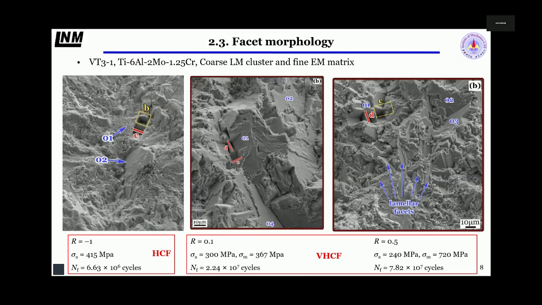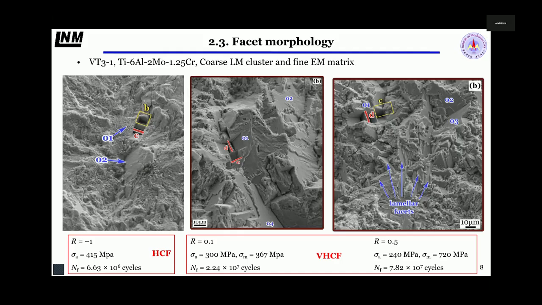This figure is for the other titanium alloy. This titanium alloy microstructure shows a coarse lamellar microstructure cluster and an equiaxed microstructure matrix. It is easy to find. This figure is for the -1 stress ratio in the high cycle fatigue regime.